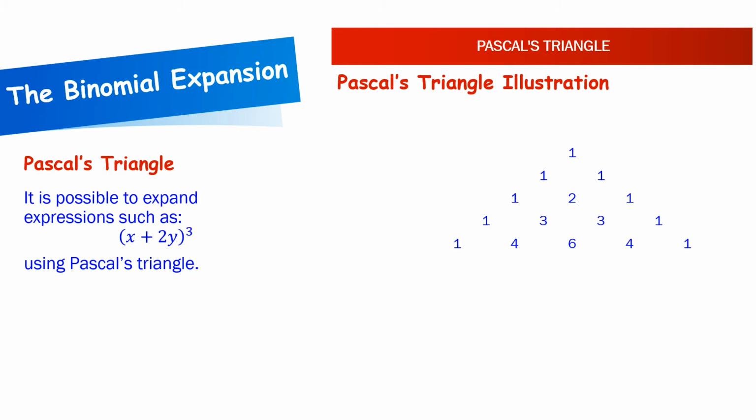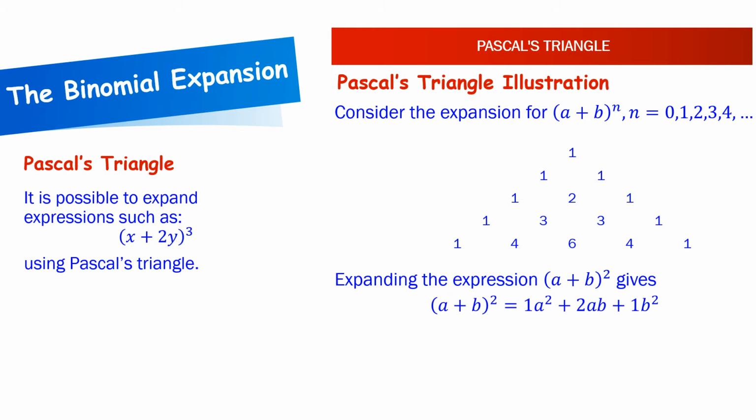Let's consider the first 5 rows of Pascal's triangle. And then let's see how this links with the expansion for a plus b all raised to the power n, where n equals 0, 1, 2, 3, 4, and so on. What happens when we expand the expression a plus b all raised to the power 2? This gives us 1a squared plus 2ab plus 1b squared. But how does this link with Pascal's triangle?